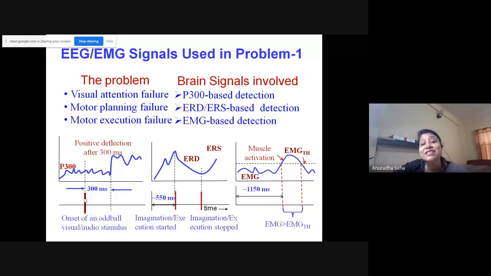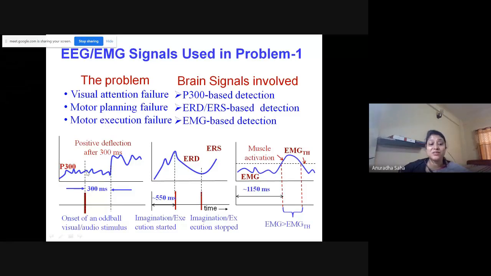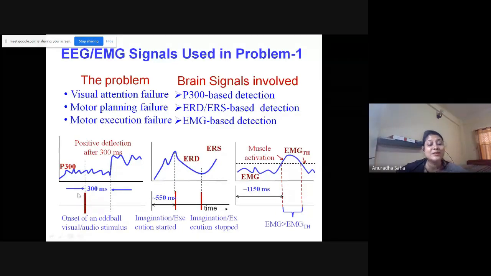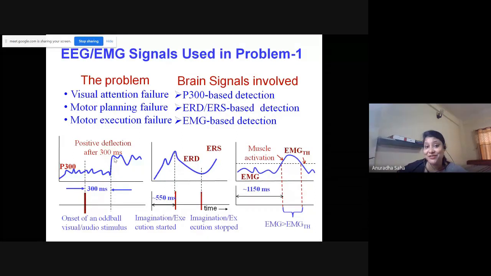Now, whenever this kind of oddball stimulus is appearing, then after the onset, let's say this is the onset of the situation where the driver is driving his car and the traffic light changes from green to red, the stimulus is appearing at that particular point. Then at around 300 milliseconds, there must be a positive deflection in your brain signals if the driver is visually alert.